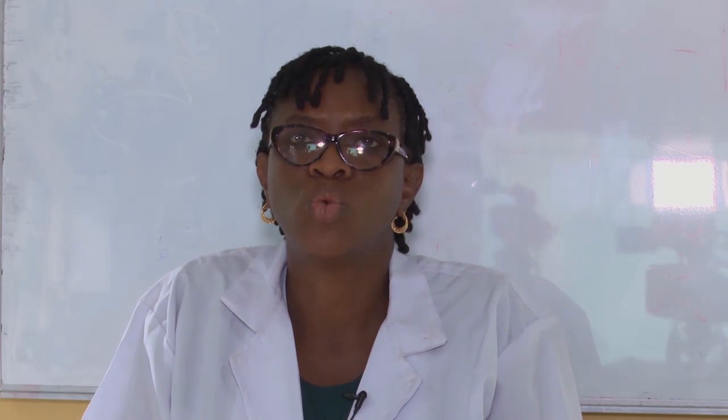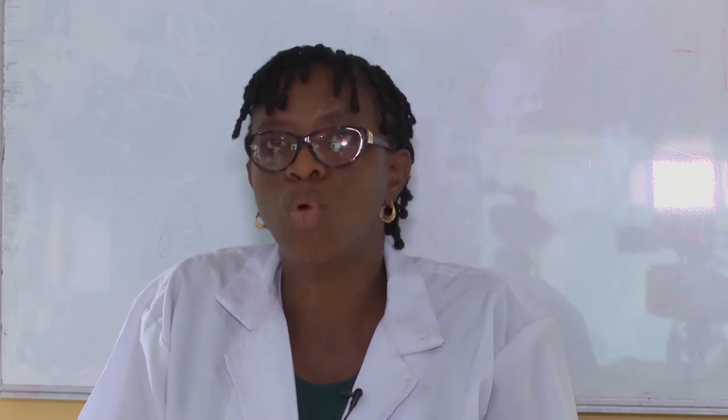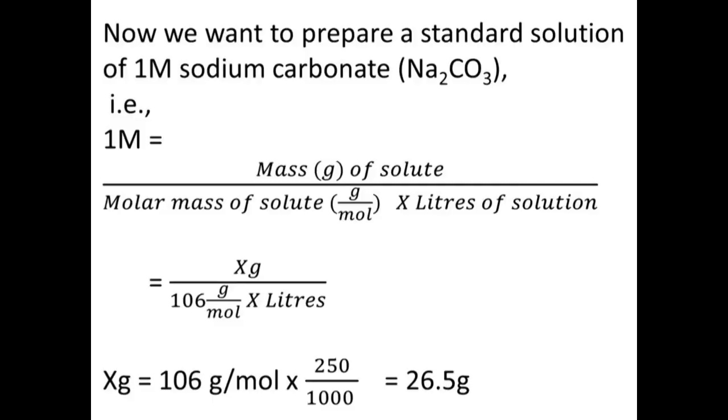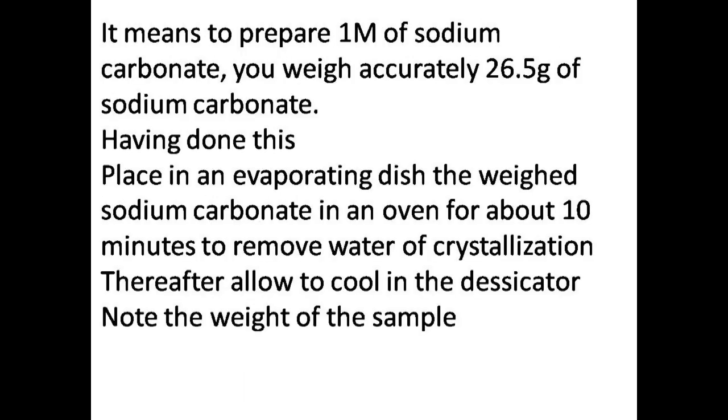The molar concentration we want to prepare is 1 molar sodium carbonate. If you work out the molar mass of sodium carbonate, you get 106 grams per mole. When you substitute in the equation provided, you will get 26.5 grams, meaning that to prepare this 1 molar sodium carbonate solution, you weigh accurately 26.5 grams of sodium carbonate.